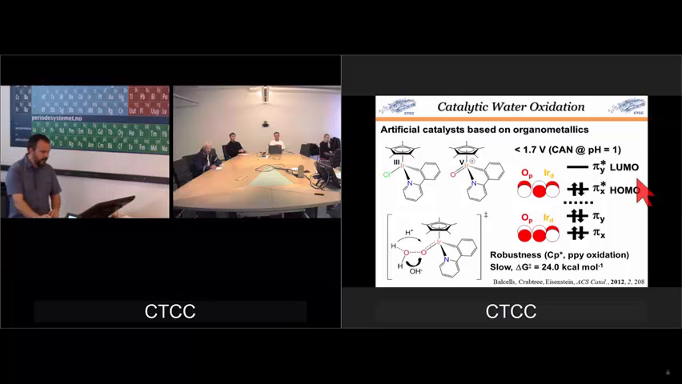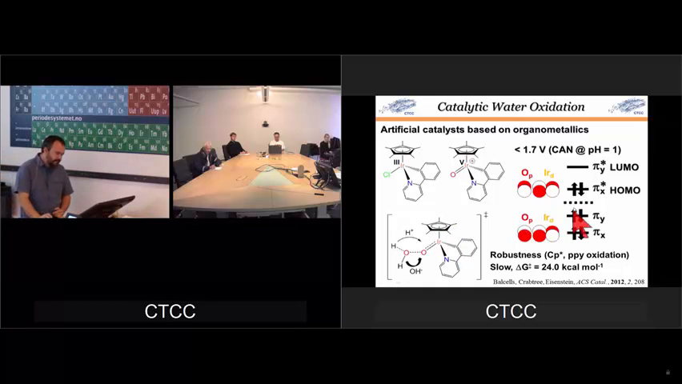So in a way we have a high energy HOMO orbital that is ready to take the proton that we have to remove from water, and a low-lying LUMO that will be taking the resulting hydroxide ion to make the oxygen-oxygen bond. Still, this system has issues, not so nice features. One problem here is robustness. The phenylpyridine, especially the CP star ligand, are prone to undergo oxidation under the harsh conditions that are used to do this chemistry. And that's not a nice feature, of course.